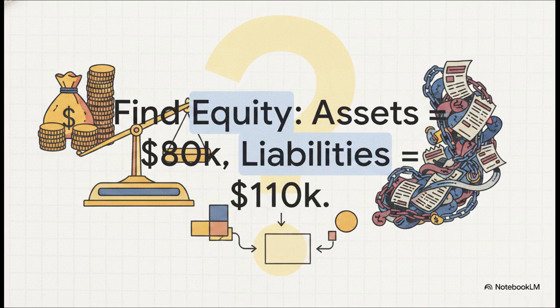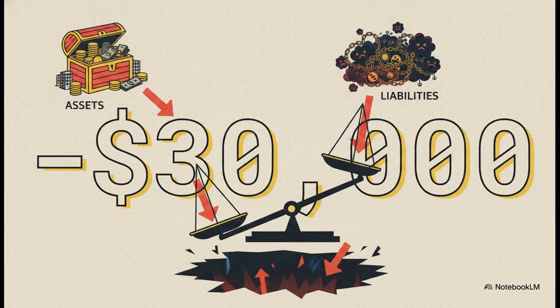What is its total equity? It is negative $30,000. Yeah, if you take $80,000 in assets and subtract $110,000 in liabilities, you drop below zero. And this highlights a vital concept: negative equity. This literally means the business currently owes more to external parties than it actually owns. And as you can probably imagine, that is a highly risky financial position to be in.